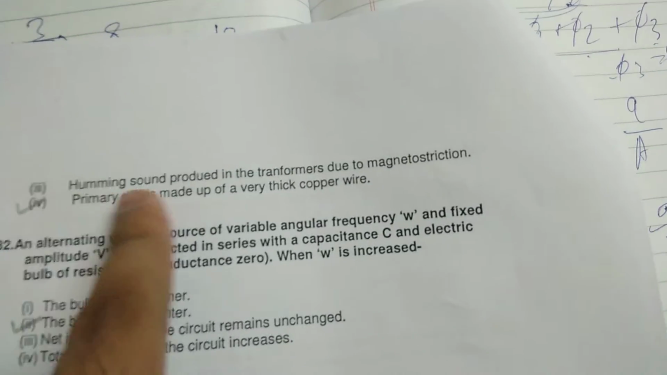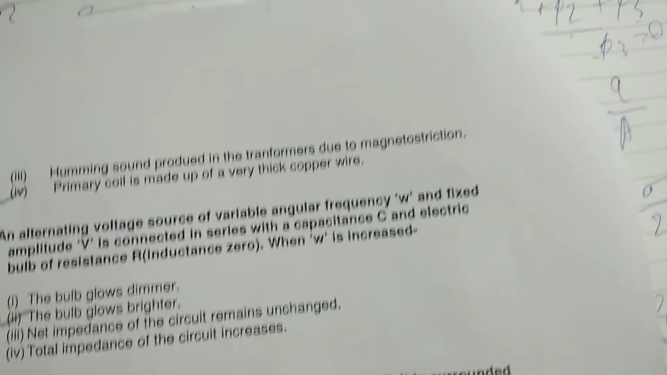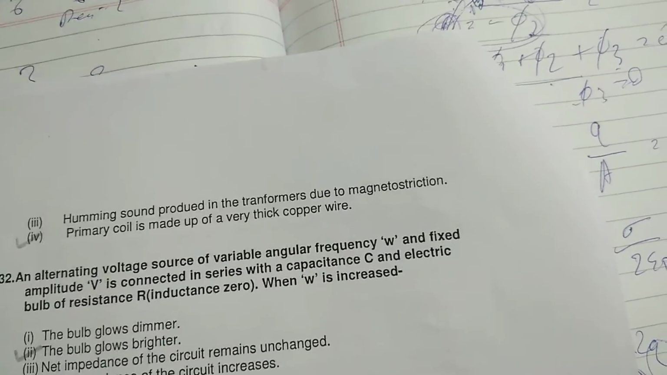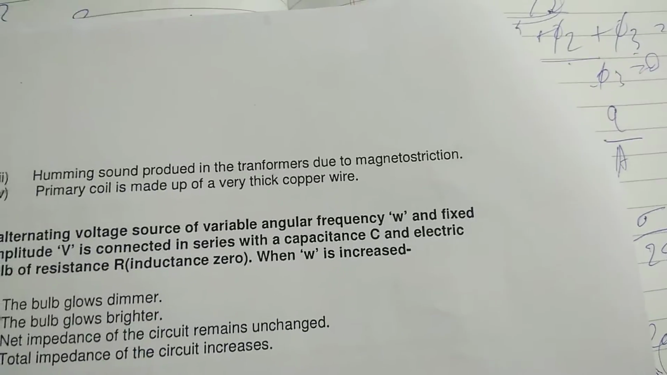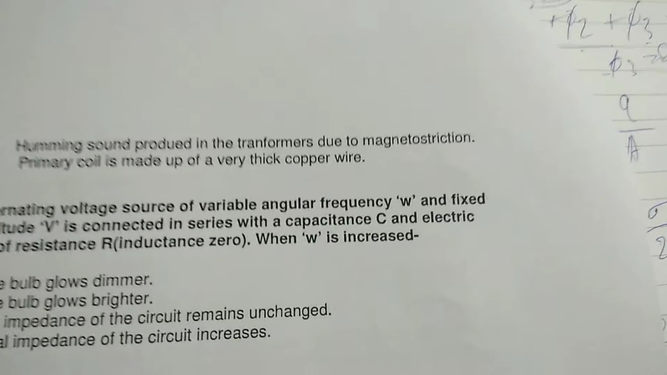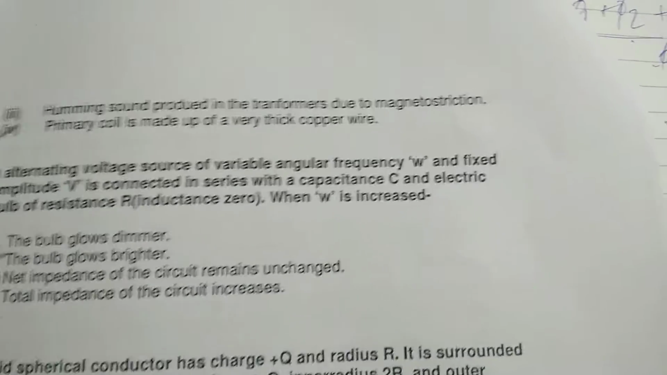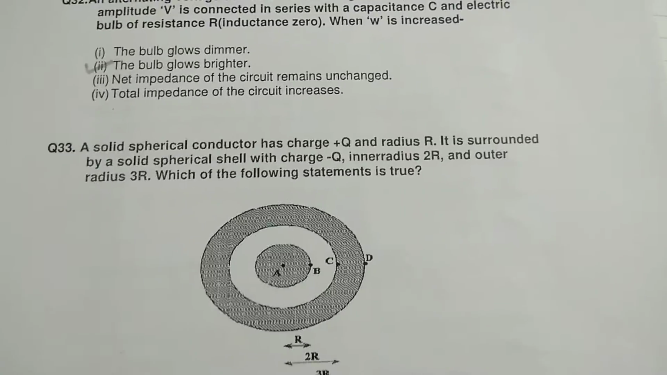Anyway, humming sound produced in the transformers due to magnetostriction. I will not be able to explain, I myself don't know the entire concept, to be completely honest with you guys, but just know that a humming sound is produced and it is a cause of energy loss. Energy is lost in the form of sound. That leaves the last option, that is the correct option. Primary coil is made up of very thick copper wire. Due to thick copper wire, the resistance will be less.